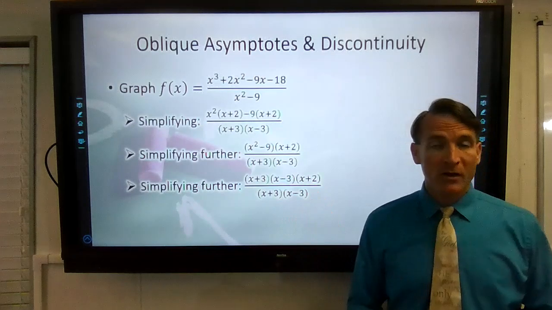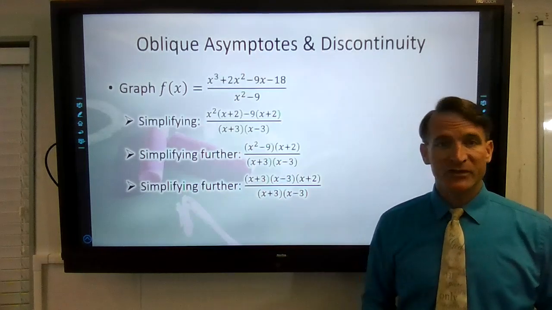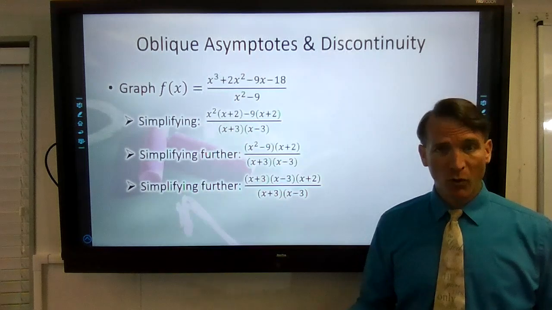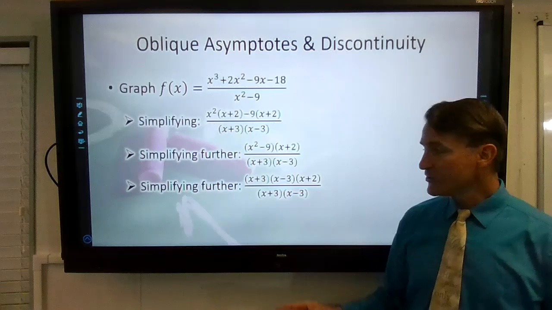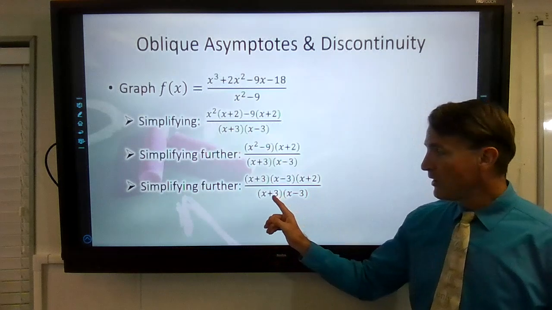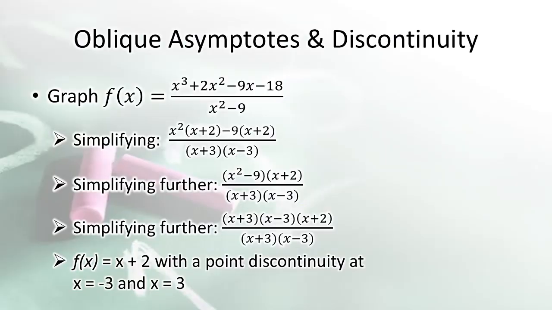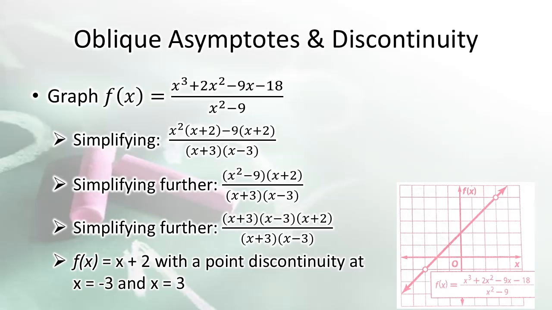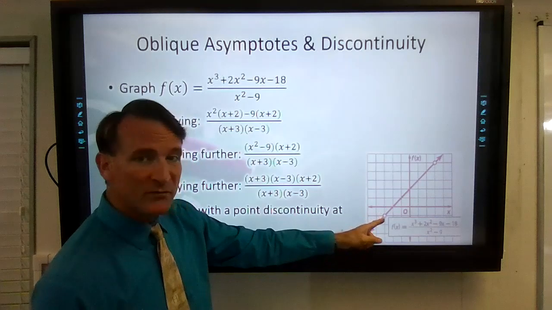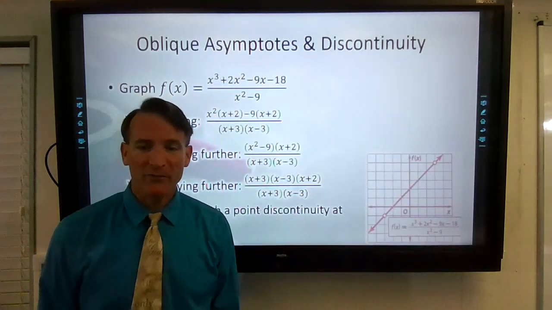Now, in this part, we have 2 factors that are common to both the numerator and the denominator, which means I'm going to have 2 holes in my graph. My graph is going to be basically the line of y is equal to x plus 2, but I'm going to have a hole at x equals negative 3 and x equals positive 3. So upon graphing it, it will look something like this. We have the line of x plus 2, but we do have a point of discontinuity at negative 3 and at positive 3 on my graph.